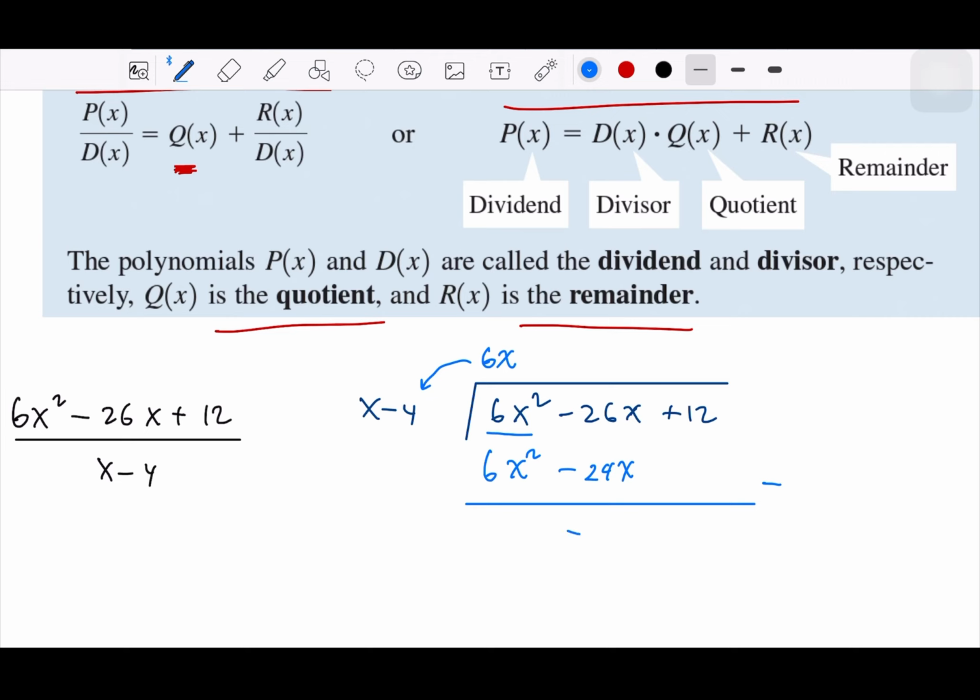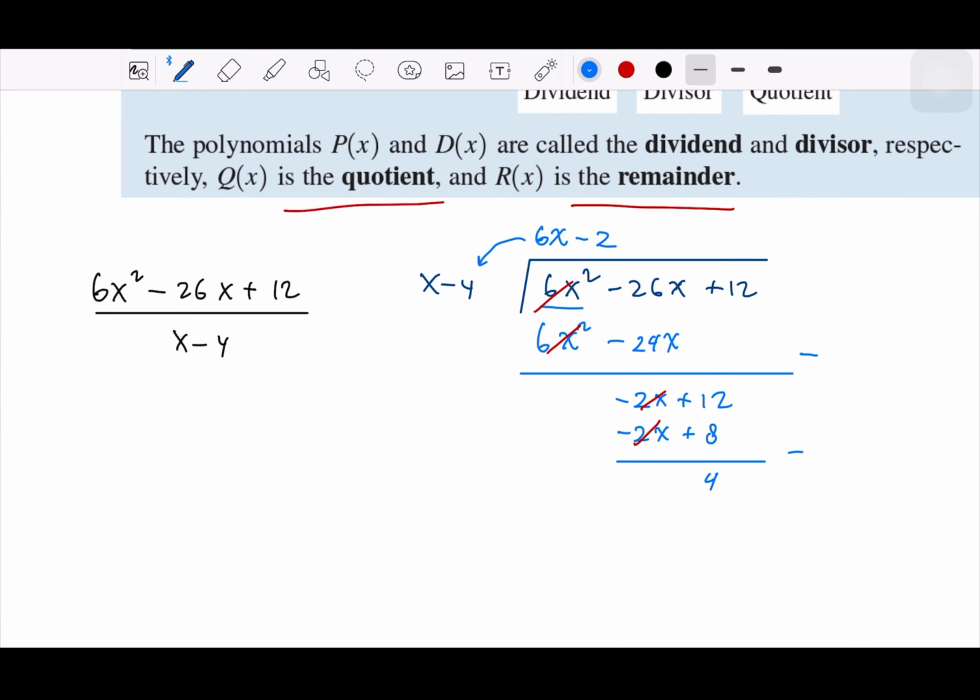We are going to have negative 2x plus 12. So negative 2 is in the front now. It's the highest degree now. So we are going to multiply by negative 2. So negative 2x plus 8. Then we subtract, so we cancel. This will be 4. And we stop here.